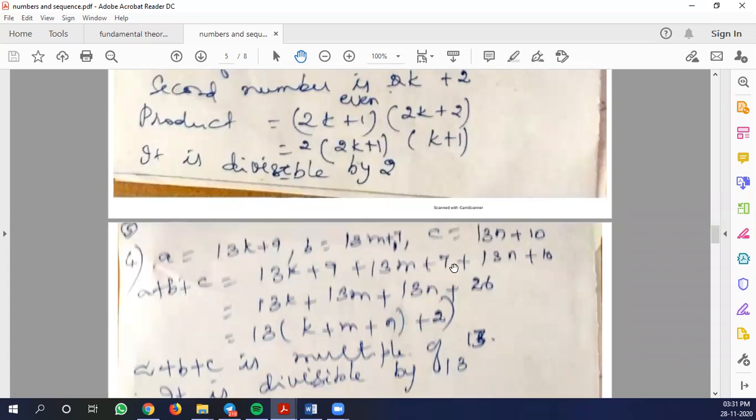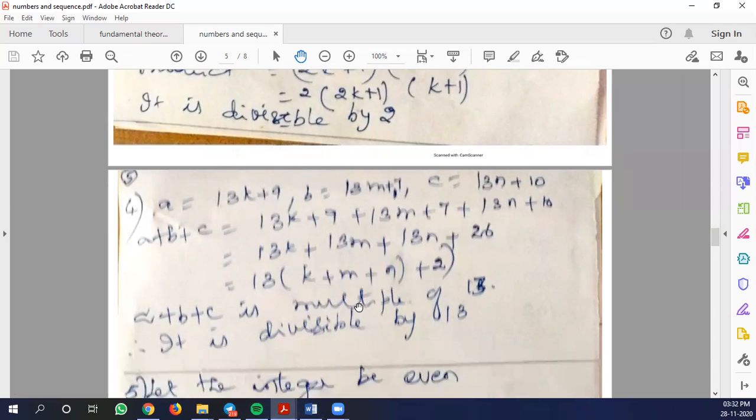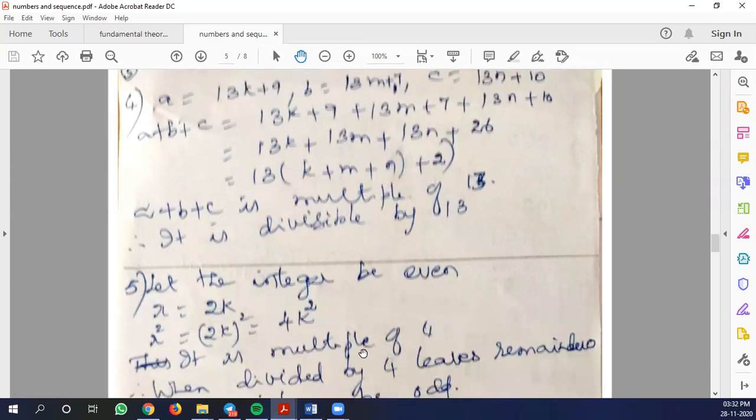Now for all these numbers, I am taking 13 outside. So inside the bracket, what do you have? K plus m plus n. Here also, this 26 is also a multiple of 13, no? So plus 2, the bracket won't end yet. K plus m plus n plus 2, then only the bracket will end. A plus b plus c is a multiple of 13 now, yes? So it is divisible by 13.